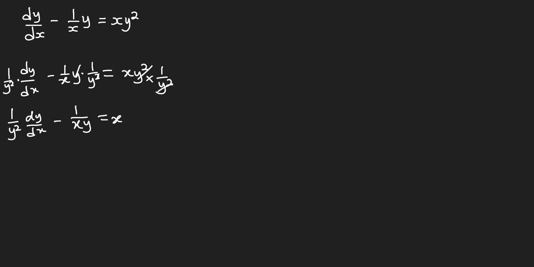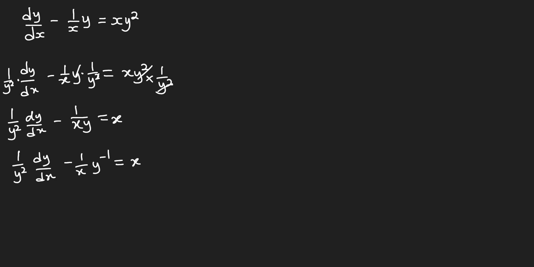At this point, I will rewrite the equation as 1 over y squared dy/dx minus 1 over x multiplying y to the power minus 1. I don't want to write the whole thing in fraction form, that's why I wrote it as 1 over x multiplying y to the power minus 1. It will be the same as what I have here. So this will be equal to x.